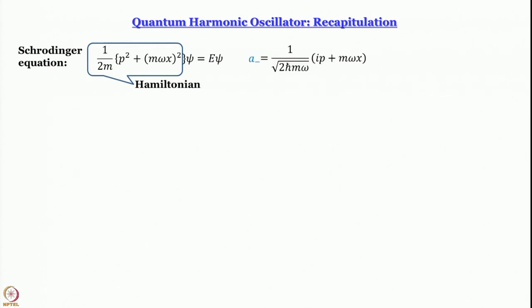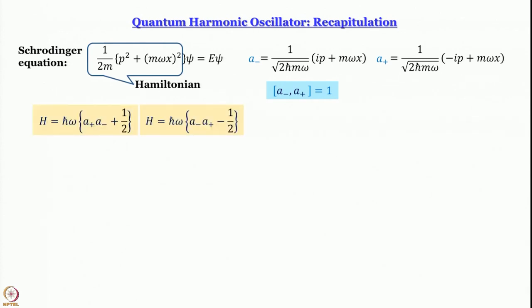Then we have introduced, and we have talked at length about this over the last two or three modules, two operators, A minus and A plus. These are called ladder operators, and we have studied various aspects of them, first of which is that the commutator between A minus and A plus is 1. Hence, we have learned how we can rewrite the Hamiltonian in terms of the ladder operators.